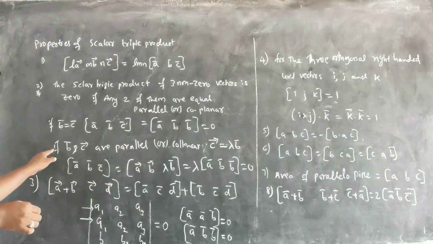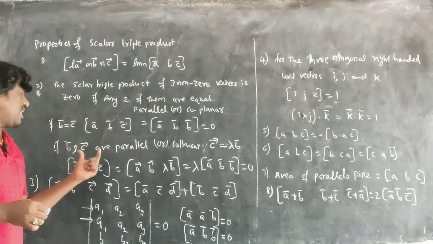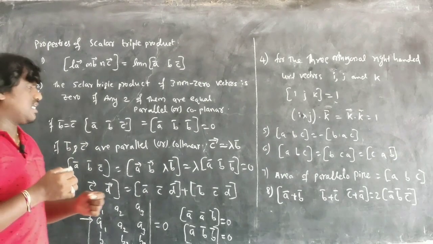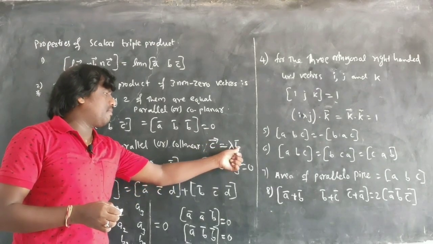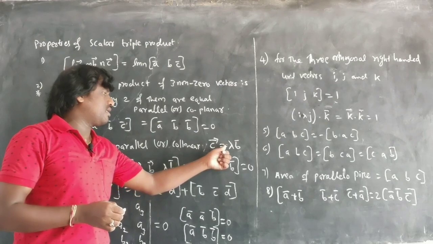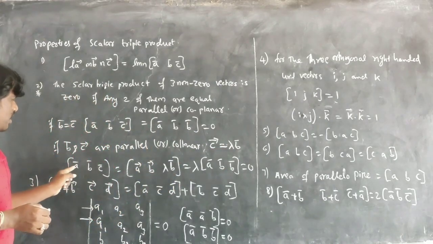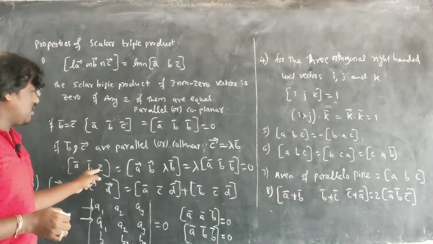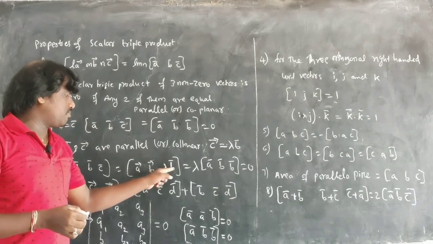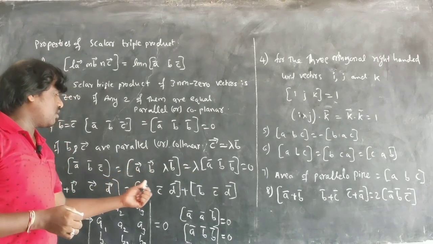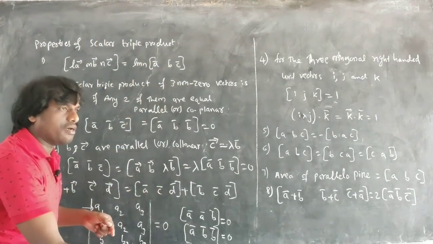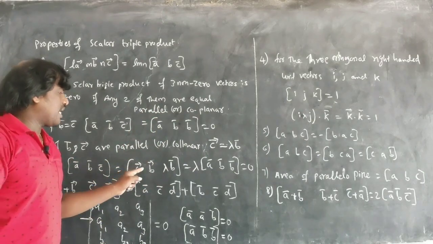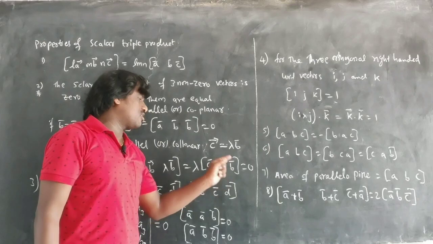Likewise, if any two vectors are parallel, that is collinear, then one vector can be written as some lambda times another vector. If C is lambda times B vector, I can write lambda times B in the place of C. Then I can take the lambda out, so I get box ABB, therefore this box will be 0.